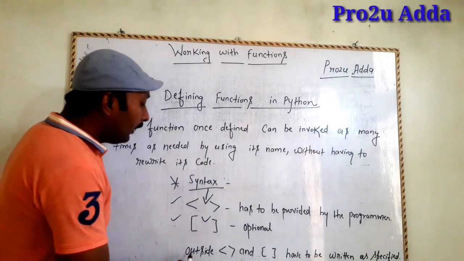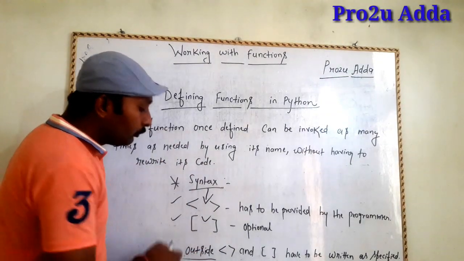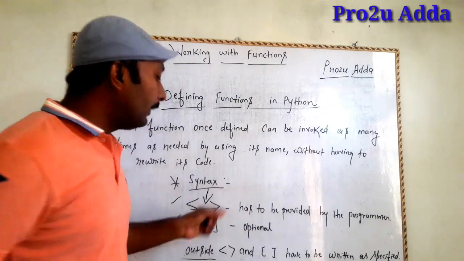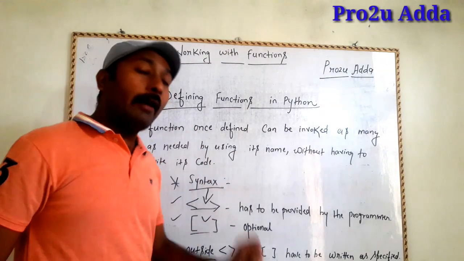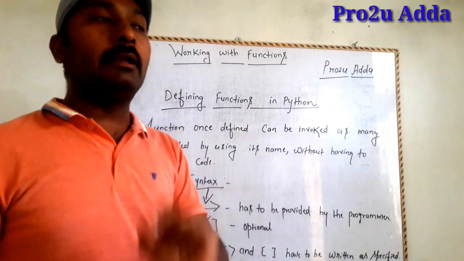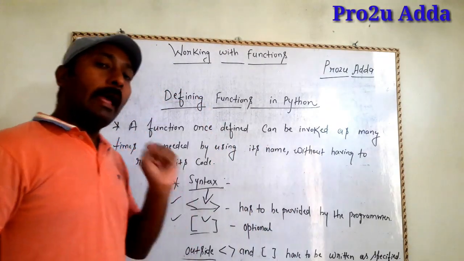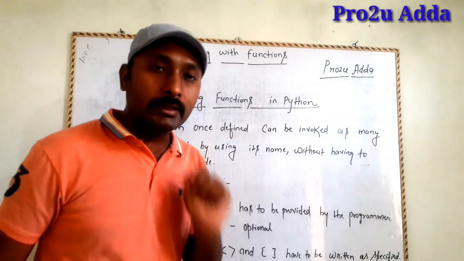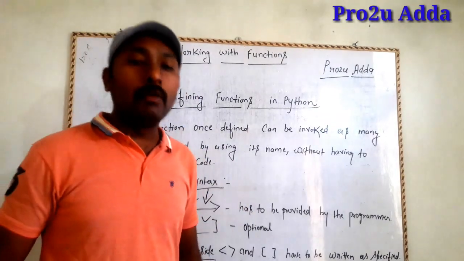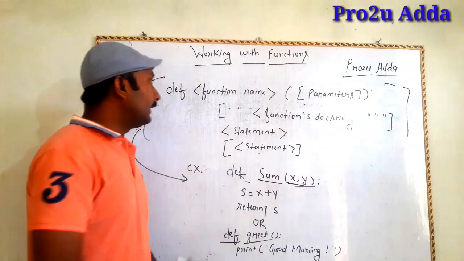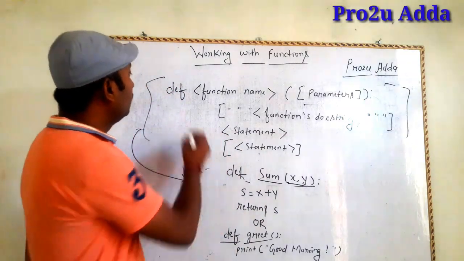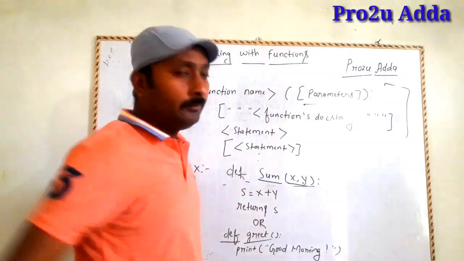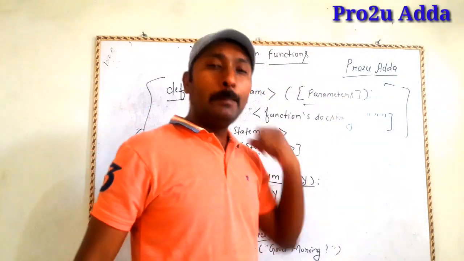But anything outside of it has to be written as specified, which means we can't skip them. As the syntax says, we have to follow it so that the function may work. Here you may see the syntax. The syntax says that we have to use the word def, then a function name, and then we pass parameters.